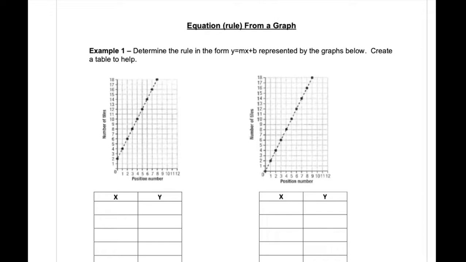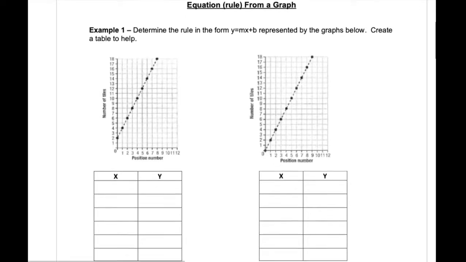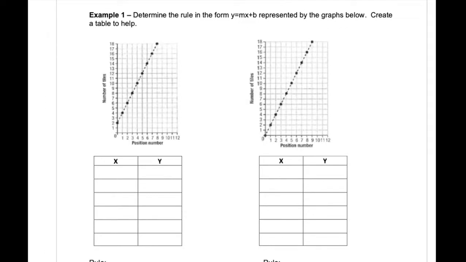So we want to determine the rule in the form y equals mx plus b, represented by the graphs below. And we're going to start by creating a table to help us, just to kind of see any connections. If I look at the first graph, I can see that I'm going to have x positions starting at 0, 1, 2, 3, 4, 5. There are going to be other positions, but right now I only really need this. The reason I'm putting this down is because I can clearly see on my graph that I have nice points at these values, so it makes it really easy to figure out what the actual coordinates are.